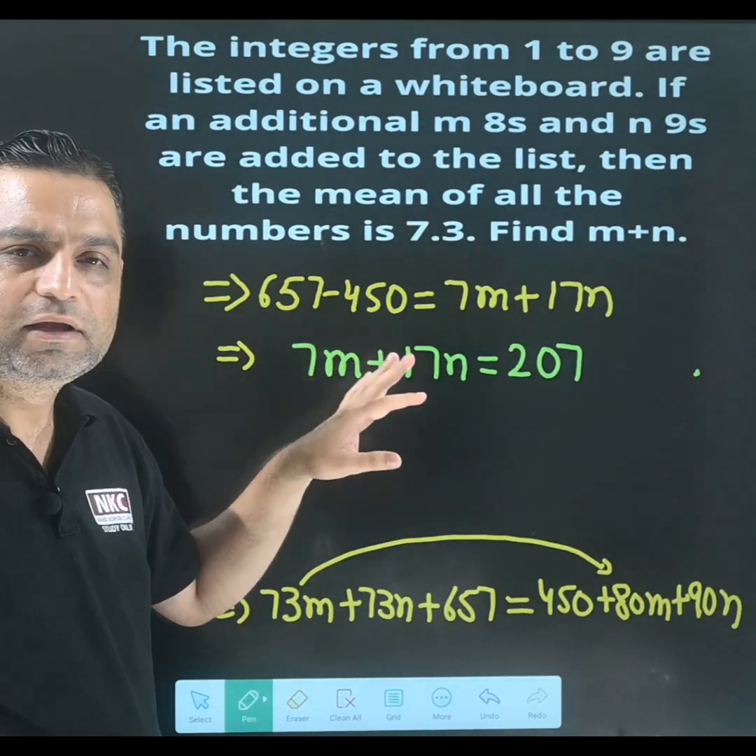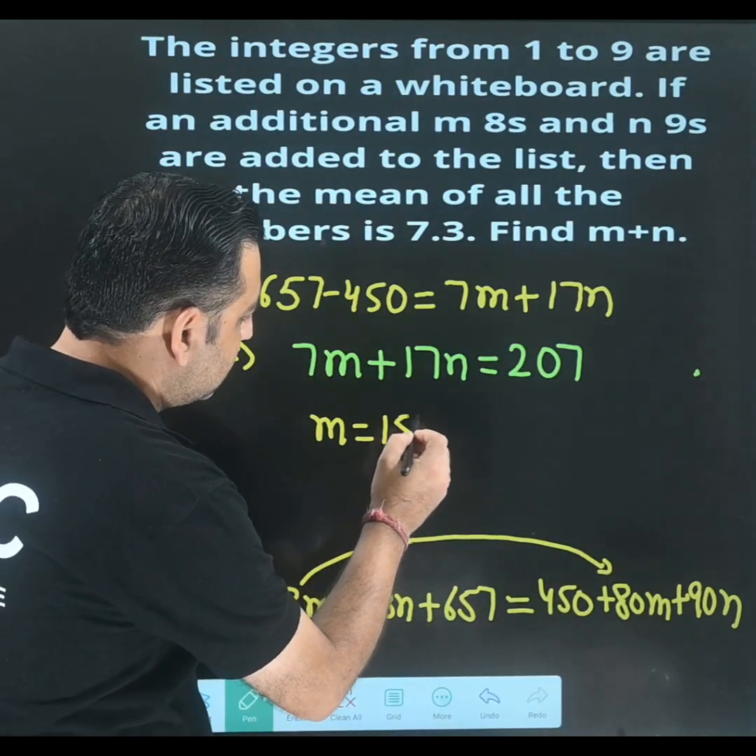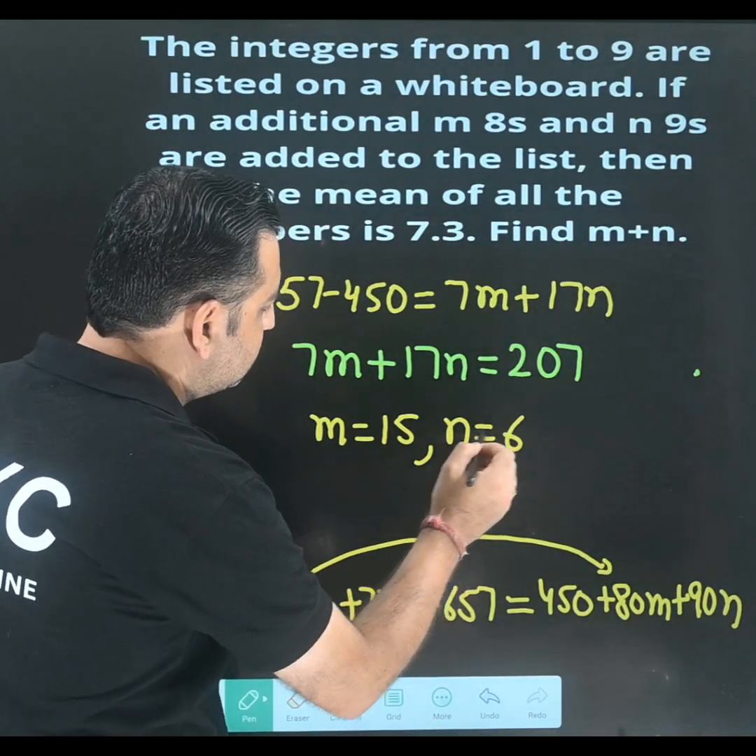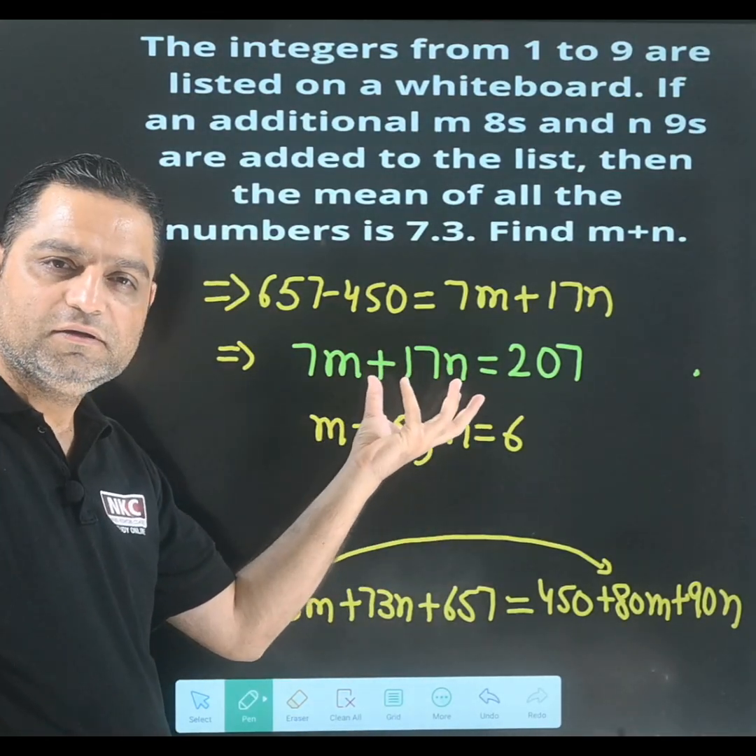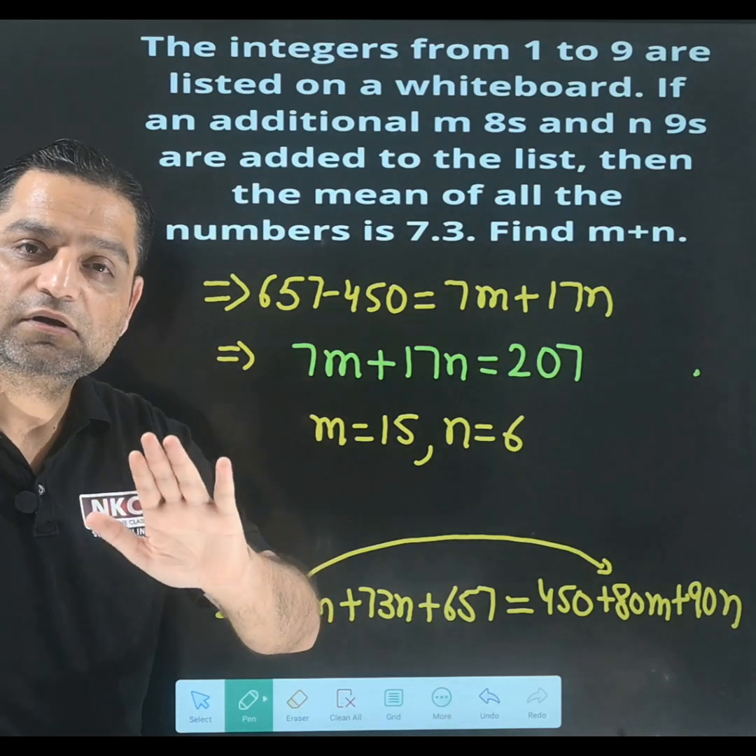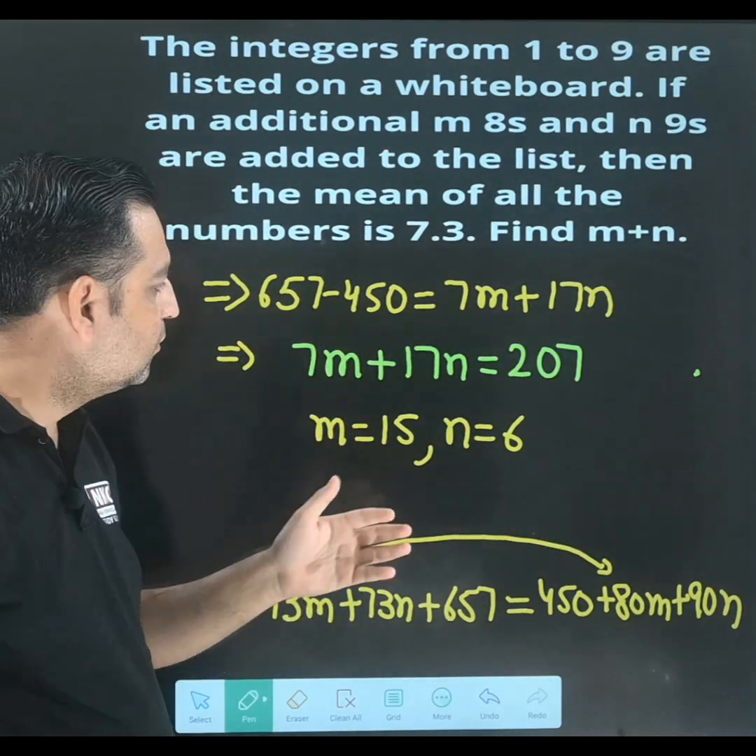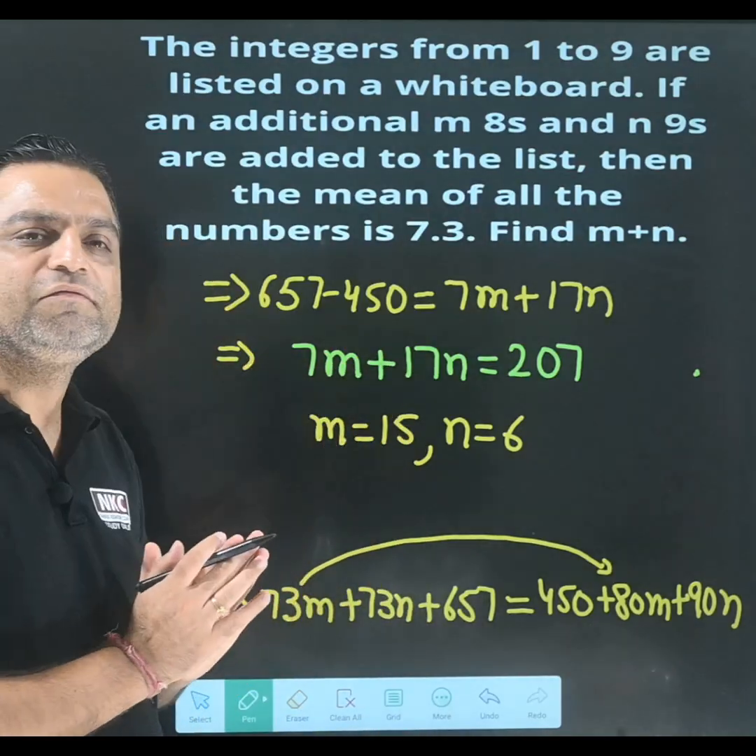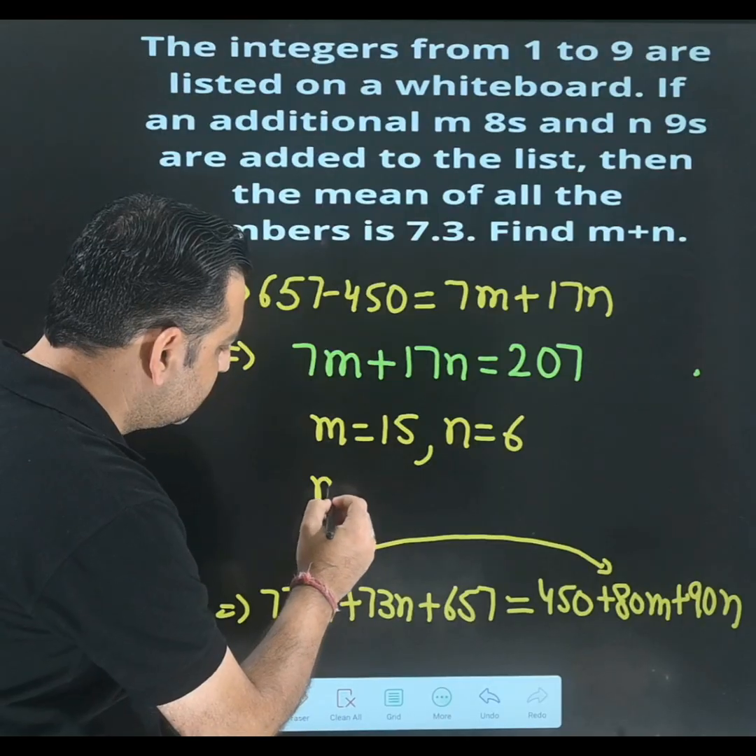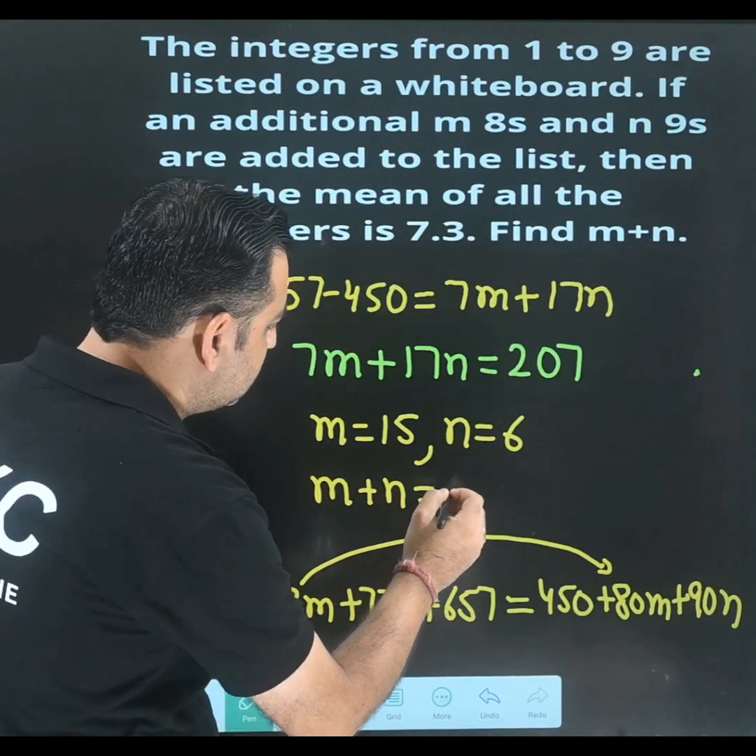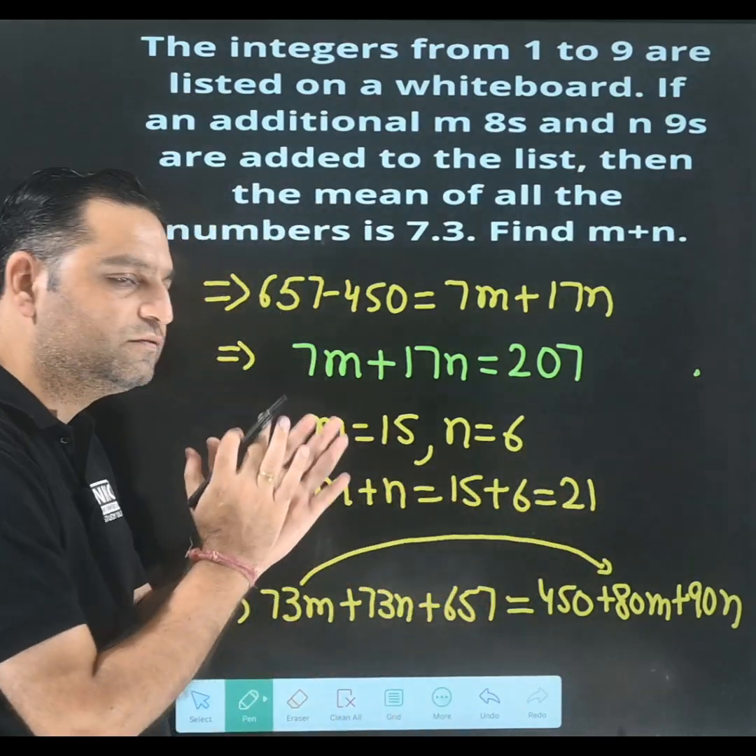So let me tell you, we will get integral values when m is 15 and n is 6. This m 15 and n 6 is the one which is satisfying it. I'll come with another basic concept also, how we can solve and find the exact value. But this is the most expected solution everybody would get. So m will be 15 and n will be 6, and m plus n, when you do 15 plus 6, you will get 21. Its answer is 21.